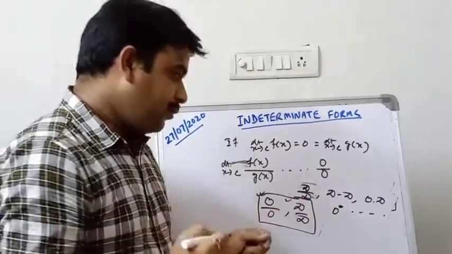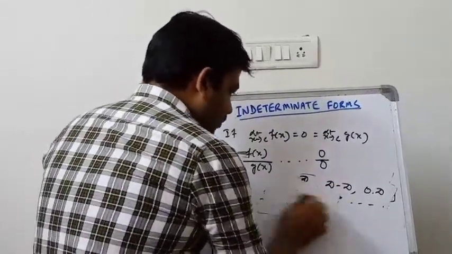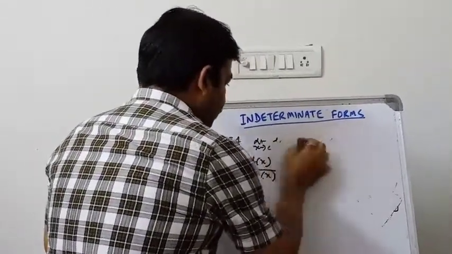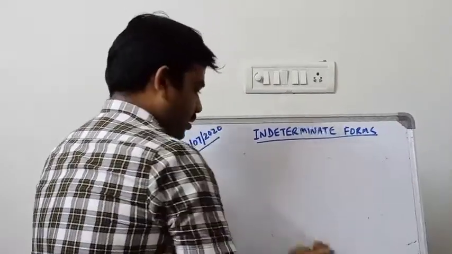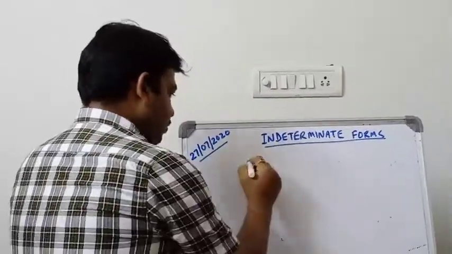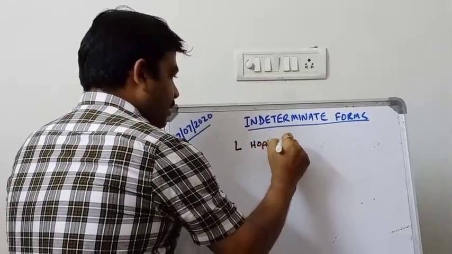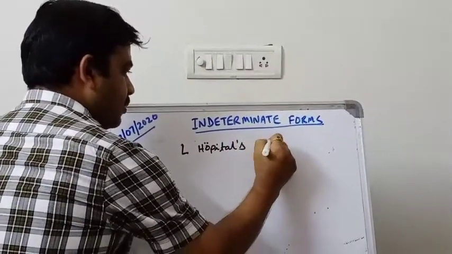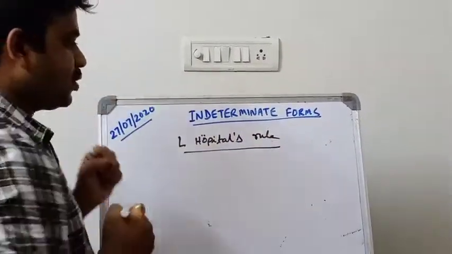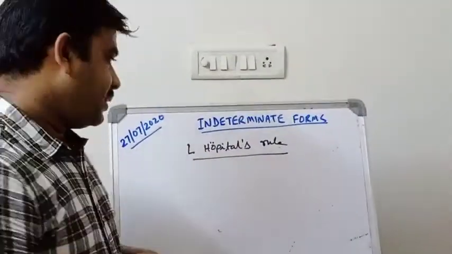Okay. Now how will we solve this type of sum? If I want to solve this type of sums, we all have to know one rule that is known as L'Hopital's rule. L-H-O-P-I-T-A-L apostrophe S, Hopital's rule. Someone can say L'Hospital's also. Okay. So L'Hopital's rule. What is L'Hopital's rule?